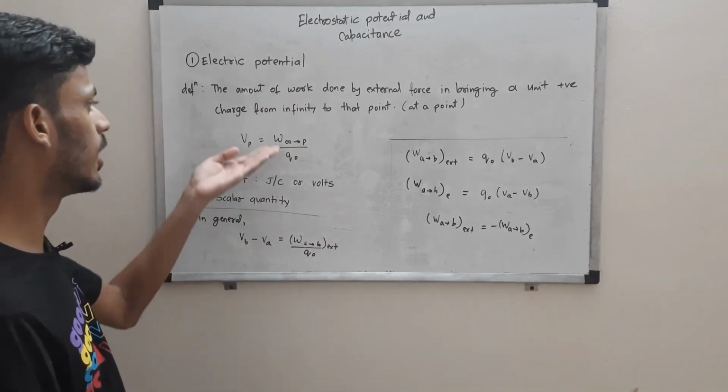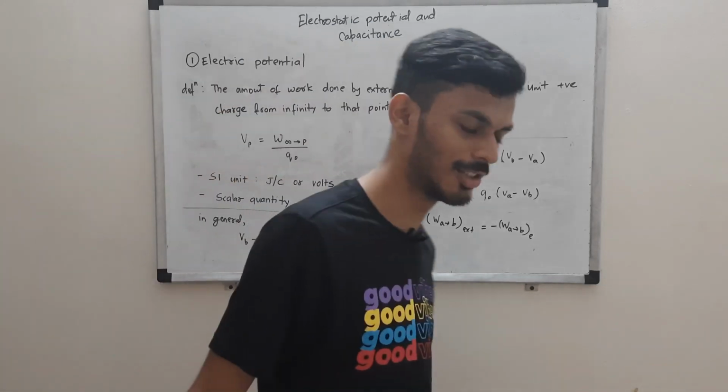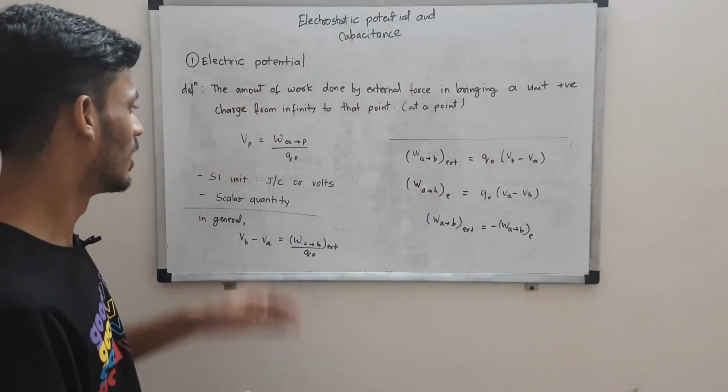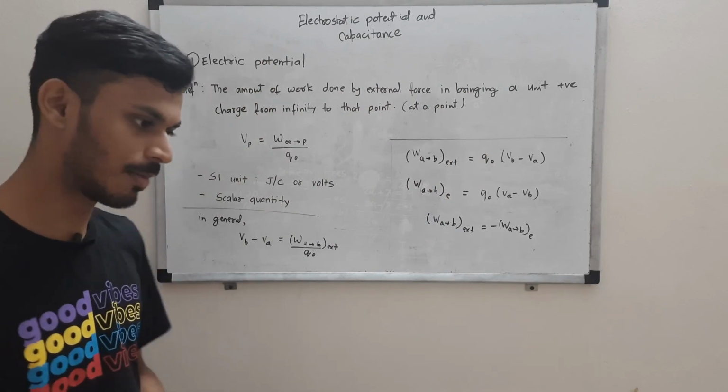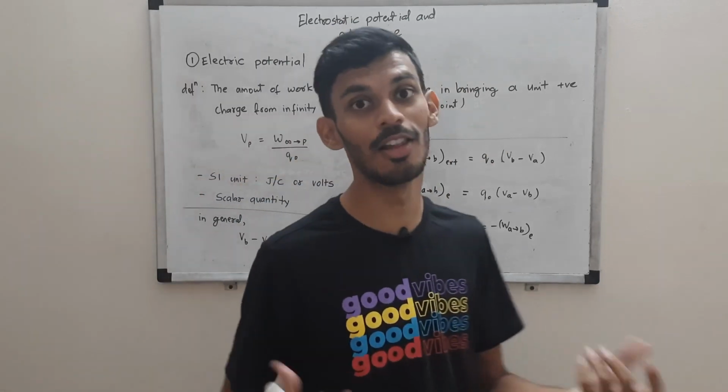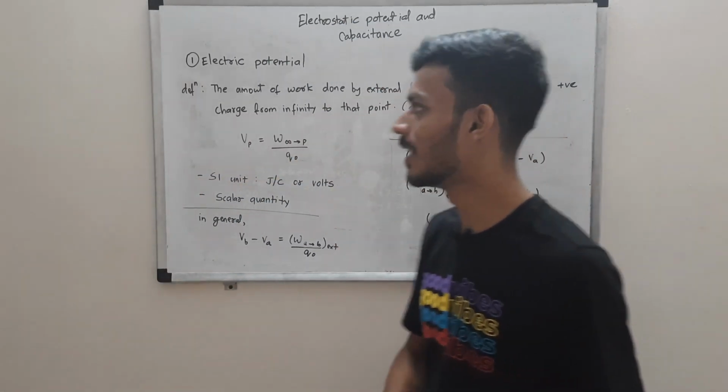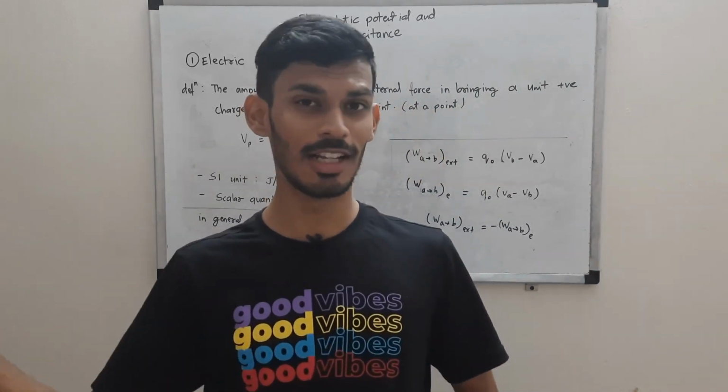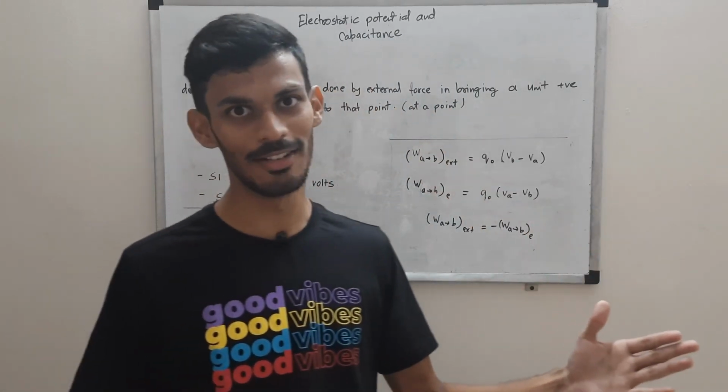Now it is a scalar quantity, of course, because work is scalar and charge is also scalar. So a combination of scalars, electric potential is a scalar. This will imply a lot of things later, so remember that this is a scalar quantity. Electric field is a vector, electric potential is a scalar.